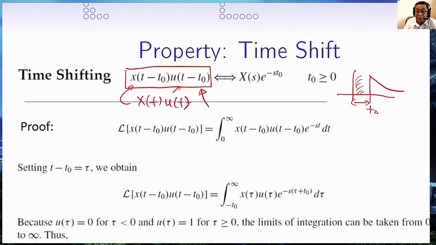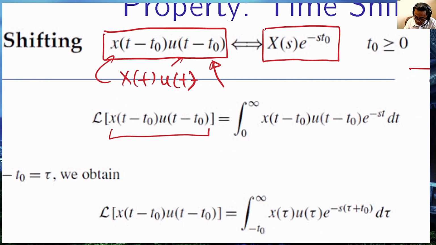Now, what does the Laplace transform of this signal look like? It is X(s) e to the minus s t naught. Let's prove it. The function that we want to find the Laplace transform of is this. We put this function here and we integrate it from 0, since we are looking at a causal signal, to infinity, of e to the minus st dt.